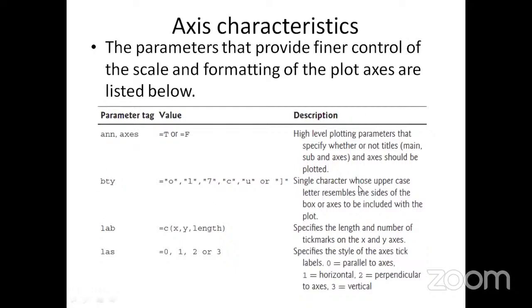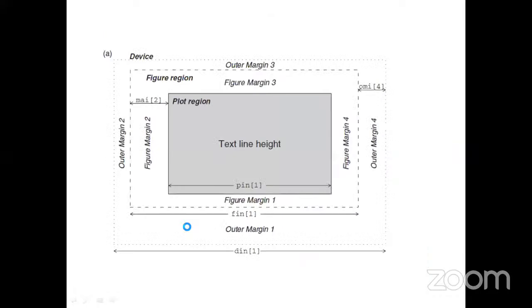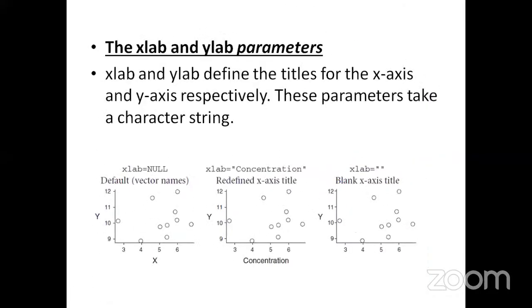BTY is a single character whose uppercase letter resembles the sides of the box or axis to be included within the plot. This comes first when you are defining the x-axis and y-axis, and it will come when you are giving the code for a particular plot. Okay. Now xlab, you have already seen it. Xlab was here. This is your xlab. It defines the titles of the x-axis and y-axis.